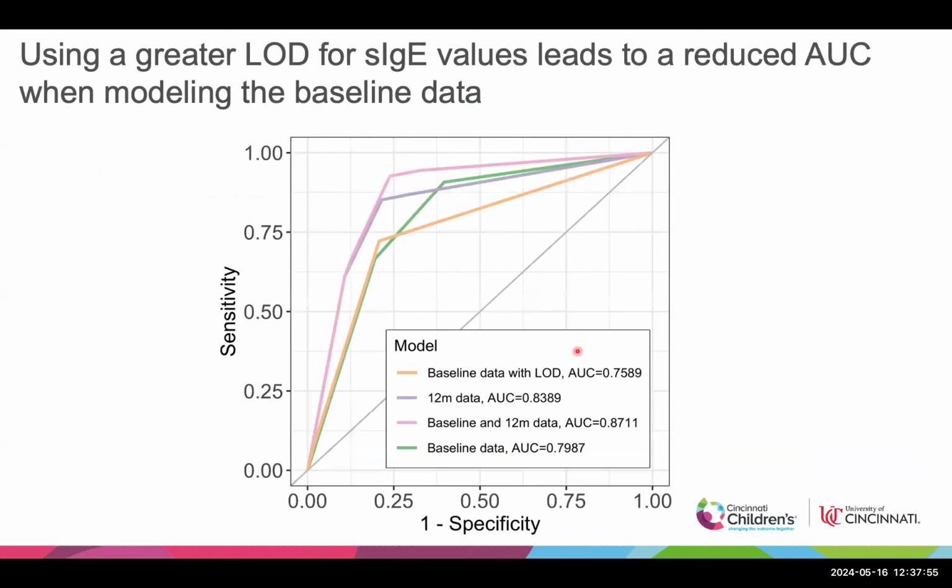This is also reflected if you look at the AUCs of our data. We see here that the best models were where we used baseline and 12 months data, followed by 12 months data alone, for which I didn't actually show you the model. And the baseline data model with limit of detection still had an AUC of 0.76.